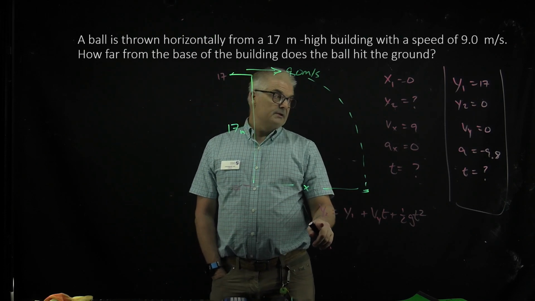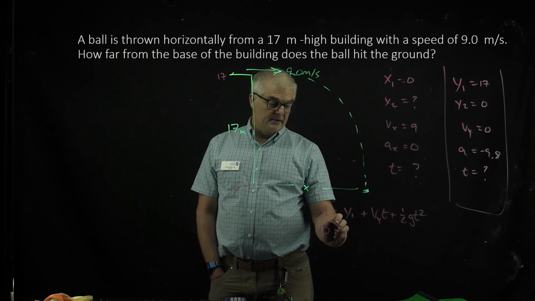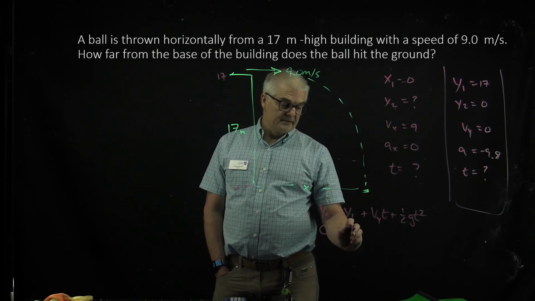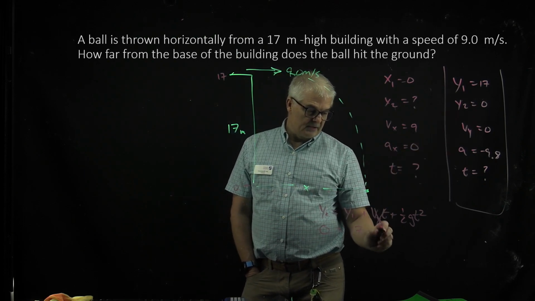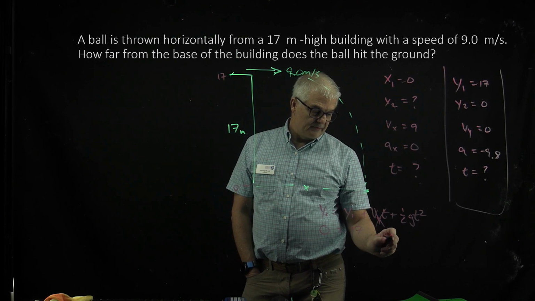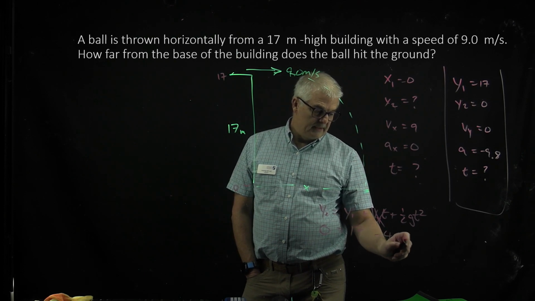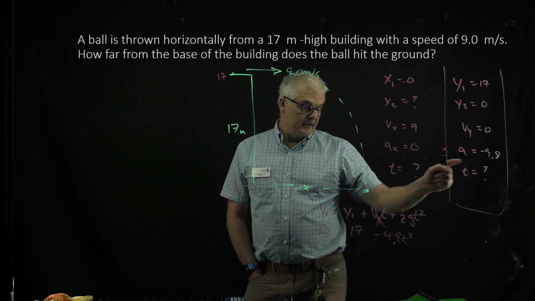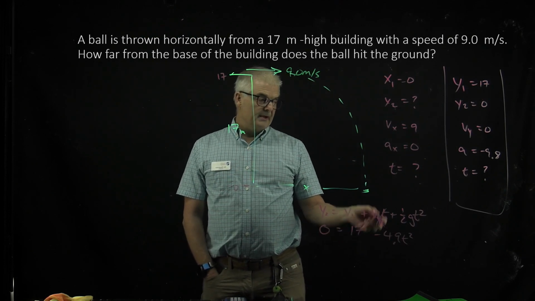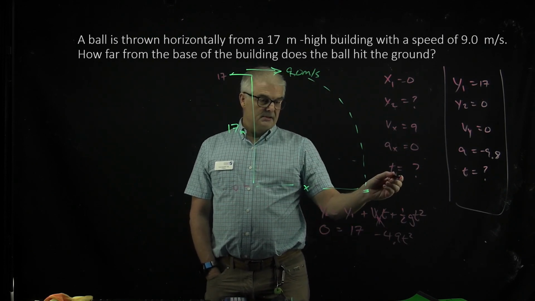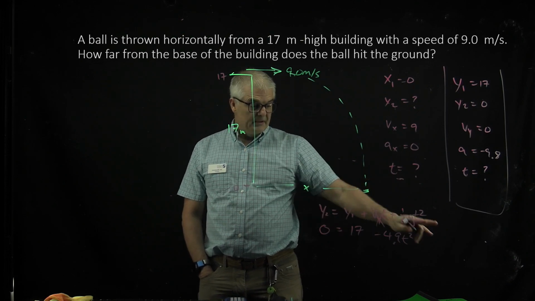You know what y2 is. This is 0. You say 0 equals y1, 17. Now vy is 0, so this whole term drops off, and there'll be minus 4.9 t squared, because 9.8 times 1/2 is 4.9. You can solve for t, there'll be a square root. That t then gets plugged into this equation, and then you'll basically repeat this same equation.